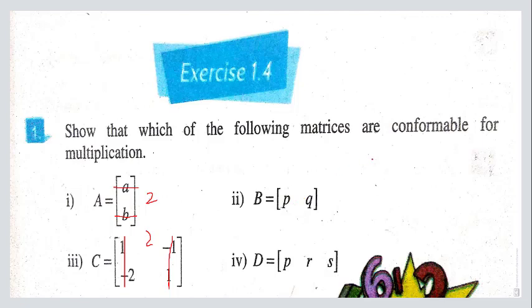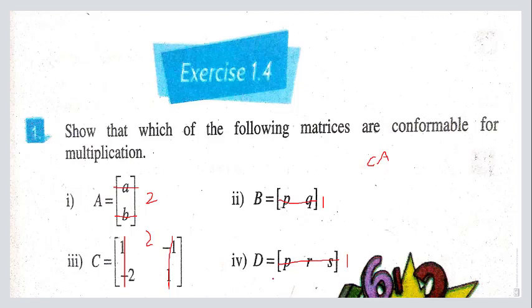Therefore C and A can be multiplied. I just need to write CA in the solution as well. Now I will check for B matrix how many rows are there. There is only 1 row. So C and B cannot be multiplied. Now I will check for the D matrix how many rows are there. Only 1 row. So C and D cannot be multiplied.